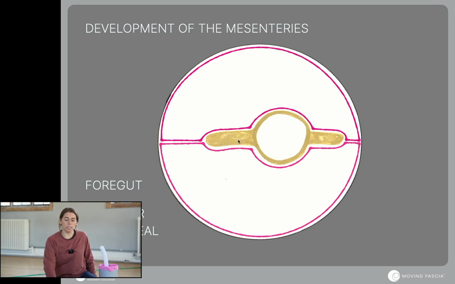So this bit of tissue will give fate to our liver, and this bit of tissue will give fate to our spleen. In that foregut, the superior peritoneal cavity, right at the very top, underneath the diaphragm.